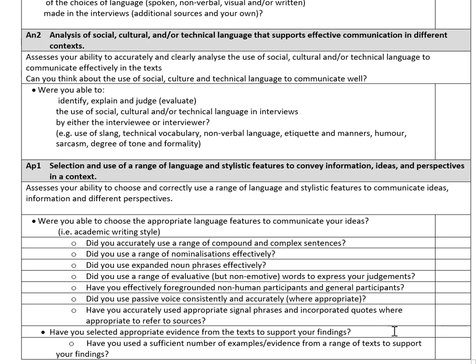Have you selected appropriate evidence from the text to support your findings? So you need to actually show me research, you need to talk to me and give me examples of what things have happened. And have you used a sufficient number, enough, examples and evidence from a range of texts to support your findings?